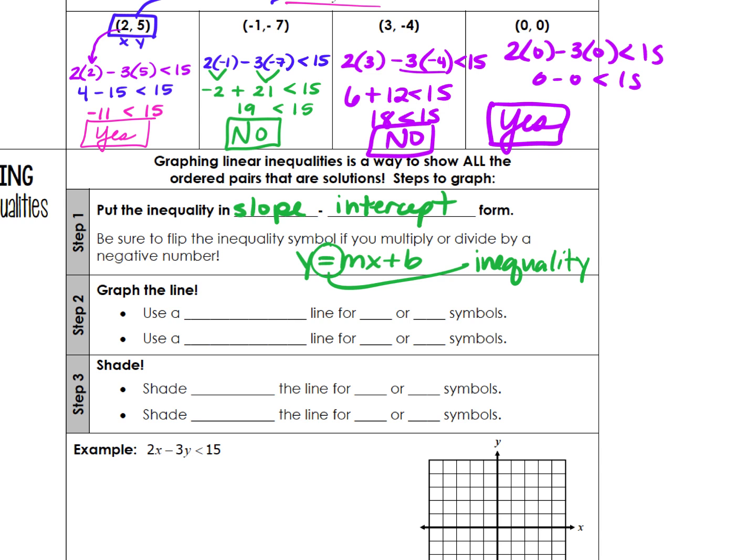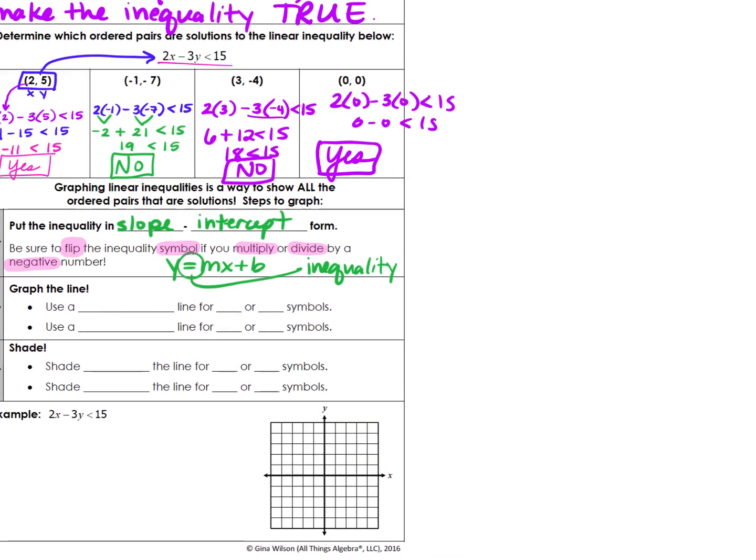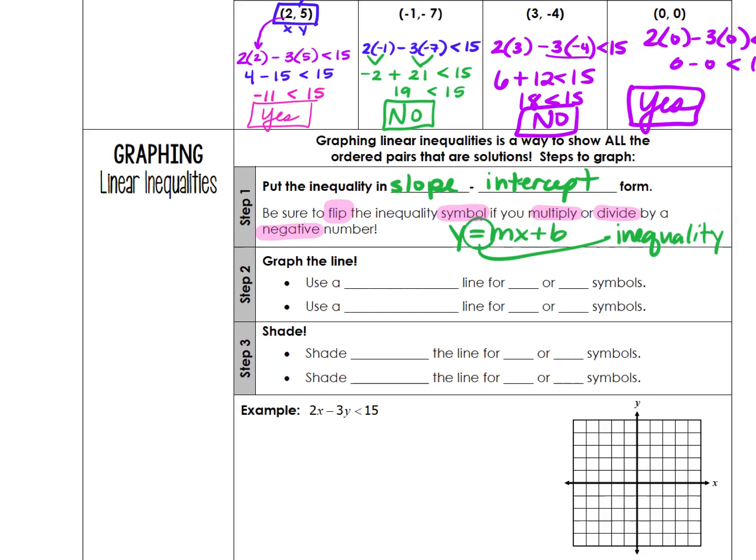Okay, with that, this is the thing that I feel like people will generally forget to do. So if you checked out for a minute, here's where I need you to check back in. Are you ready? Here's what it says. Be sure to flip the inequality symbol if you multiply or divide by a negative number. Do you remember doing that? When there were inequalities involved, you had to flip if you multiply or divide by a negative. You don't need to write this down right now, but I'm just going to show you. If you want to write it, go for it.